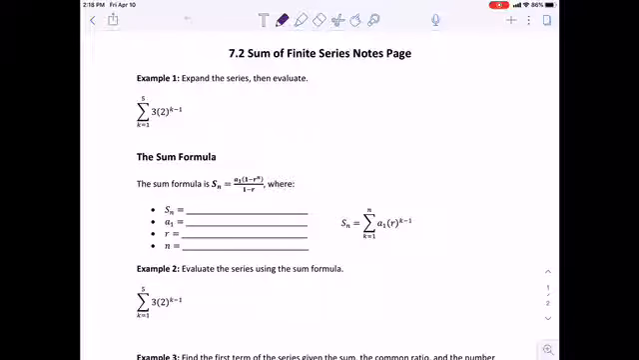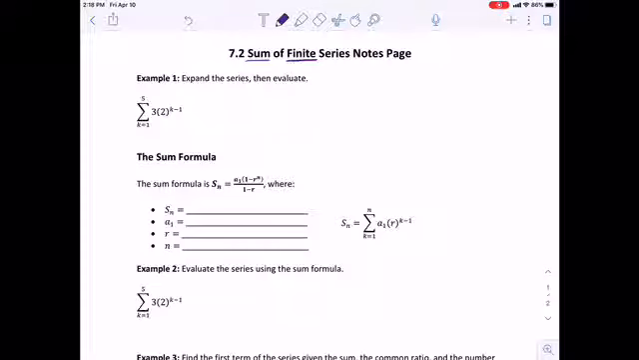Now today we're going to talk about the sum of a finite series. Remember, a series is just a series of numbers, and if we're taking the sum, remember the word sum means addition. So we're just going to be adding all of the numbers in the series together. And notice that today we're focusing on finite series, or in other words, a series that has an end. In our next assignment, we'll be working on infinite series. But for now, we're just going to work with finite series.